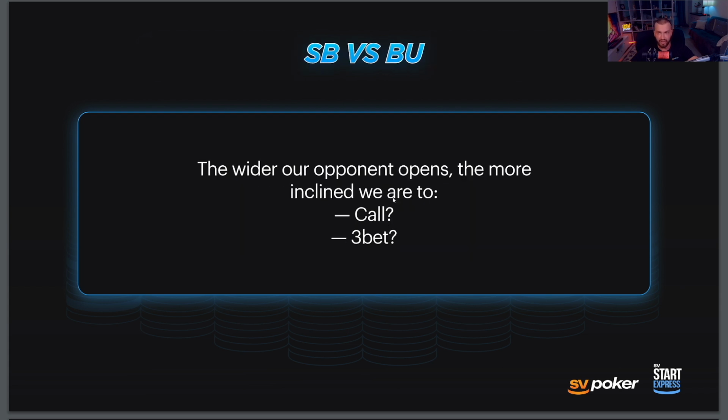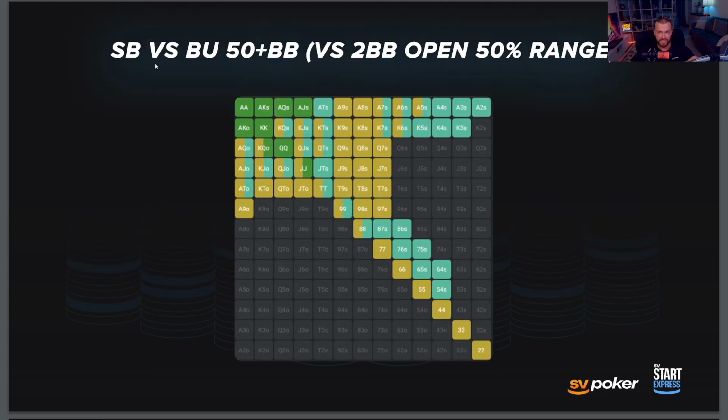What do you think? If our opponent opens wide, what do you want to do more? To call or to 3-bet? You can pause the video, think a little. So you can see that if we play against button, who opens 50% of his range, we play like this. We 3-bet all the weak suited kings, all the weak suited aces, and we have some bluffs like 8-6, 7-6, because these hands are not dominated by the calling range of our opponent.